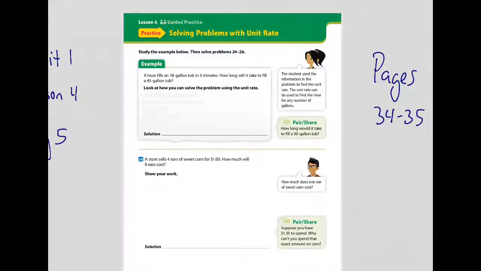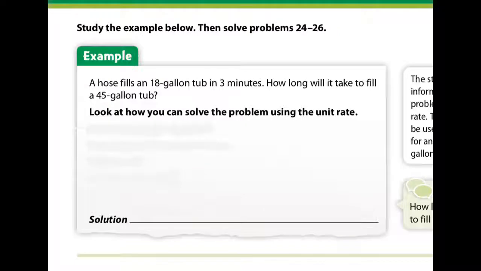Anyway, let's get started. So in the example, it says a hose fills an 18-gallon tub in 3 minutes. I'm going to write that down because that's my ratio. How long will it take to fill a 45-gallon tub? So first thing I know is my ratio is 18 gallons in 3 minutes.